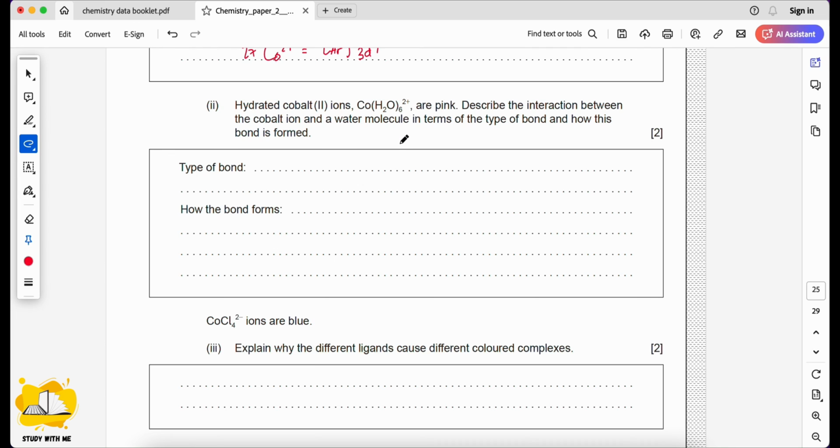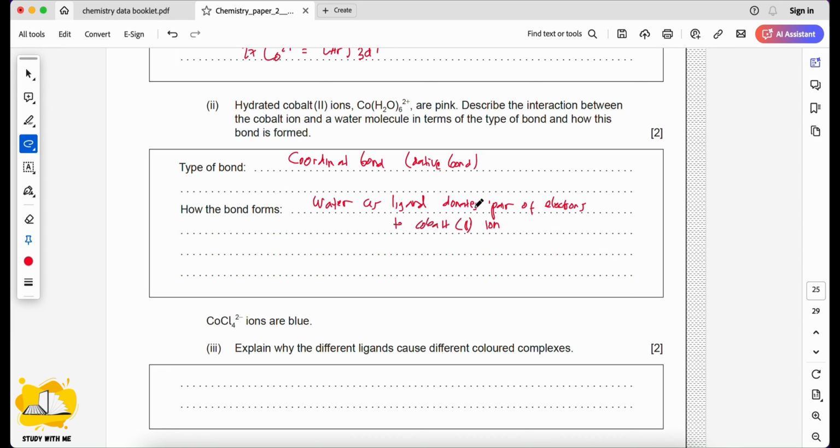Hydrated cobalt 2+ ions, [Co(H2O)6]2+, are pink. Describe the interaction between the cobalt ion and a water molecule in terms of the type of bond and how this bond is formed. So it will be a coordinate bond, or what we call a dative bond, and water is acting as the ligand that donates a pair of electrons to the cobalt ion.